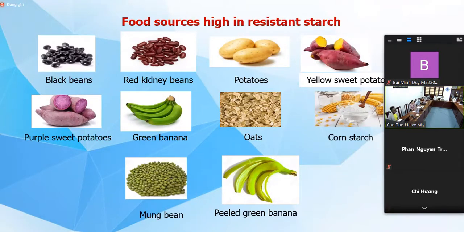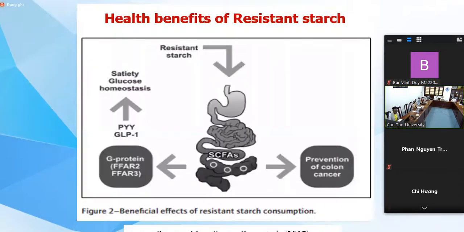In my master's thesis now, I'm working with black beans, red kidney beans, potato starch, yellow sweet potatoes, purple sweet potatoes, green bananas, mung bean, and cornstarch. I just added oats and peeled banana because they're also good sources of resistant starch. And the health benefits of resistant starch, in summary: when we consume food high in resistant starch, we produce short-chain fatty acids. It enhances prevention of colon cancer, and it also enables us to produce satiety hormones. These are peptide YY and glucagon-like peptide 1.